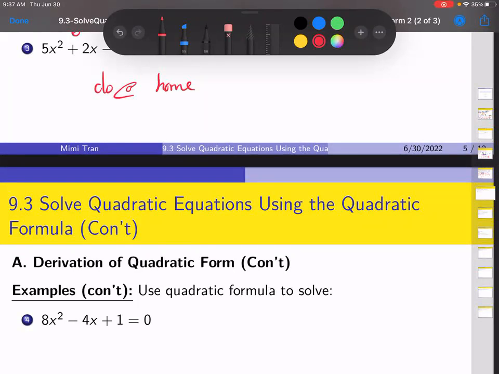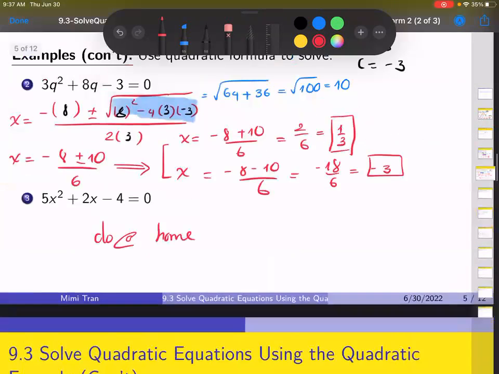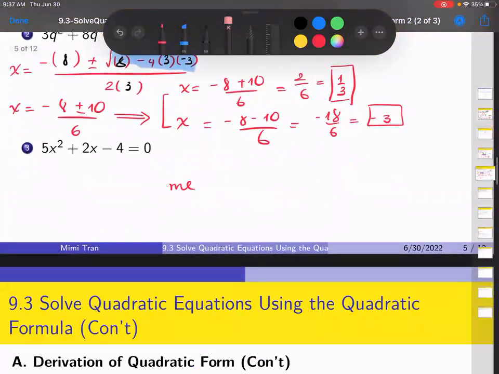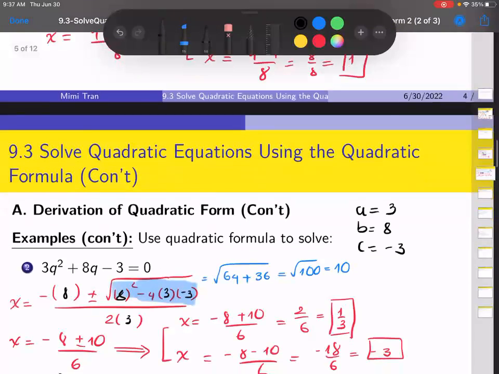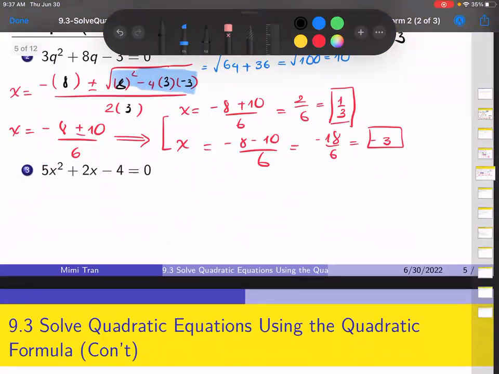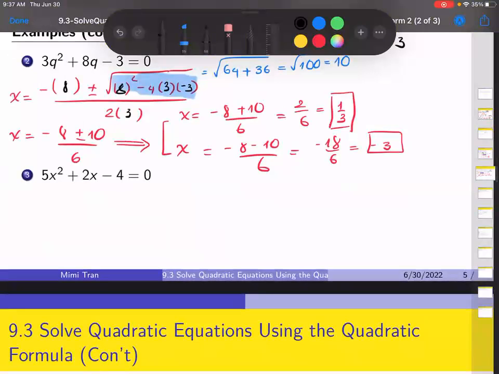Oh, we do the last one. You know what? Let's do number 3 as well. The first two, you have nice equations. That means you can factor, right? What if you have an irrational solution? You have to use the quadratic formula. There's no other way. So x equals minus B plus or minus the square root of B squared minus 4AC over 2A.